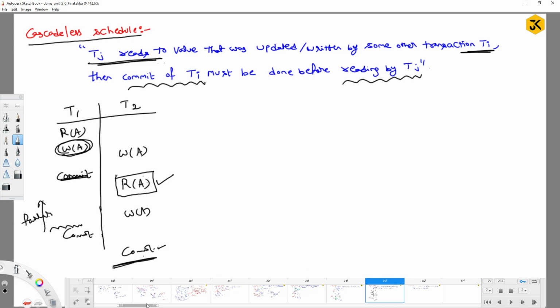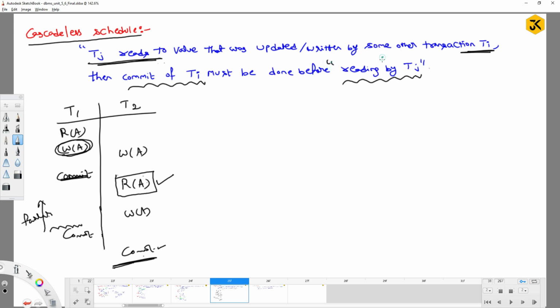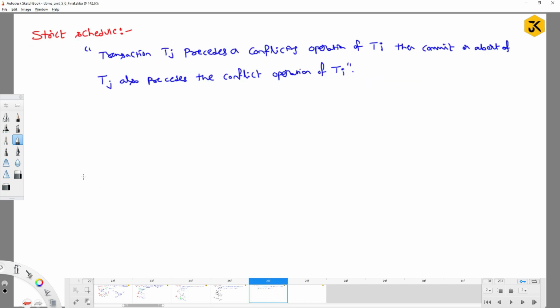Okay, so this is a kind of cascadeless schedule, but here we didn't discuss any kind of write operation. I think you may have got the idea, right? We didn't discuss any write operation. We are always trying to define it with respect to only read operations, whereas the strict schedule is going to add more stricter rules. It is going to include not only read operations, it is going to include write operations also.